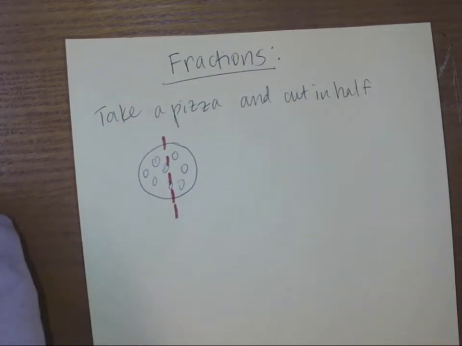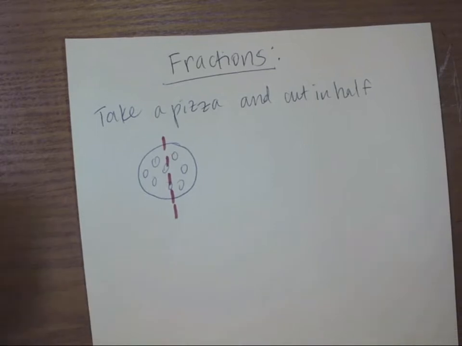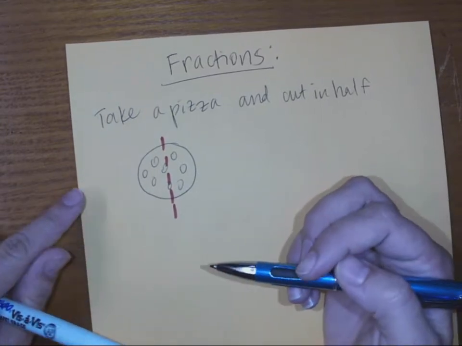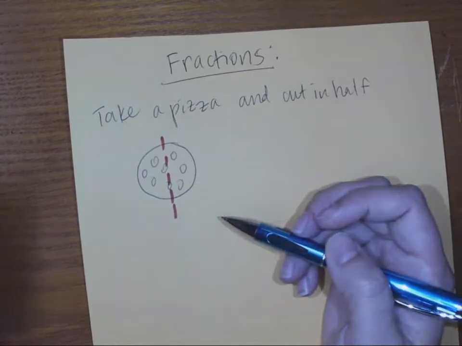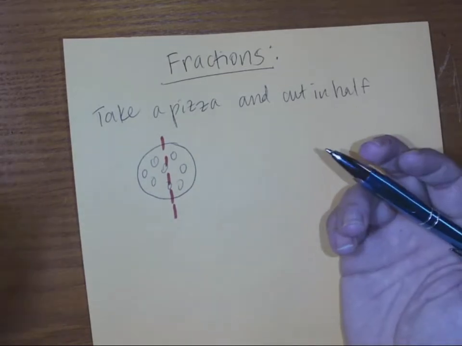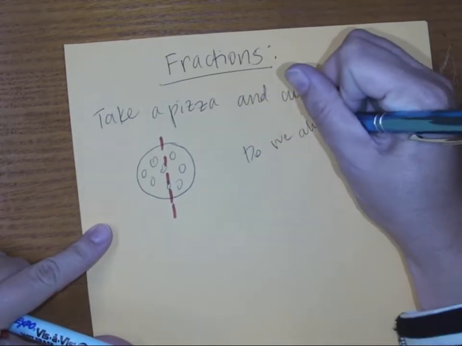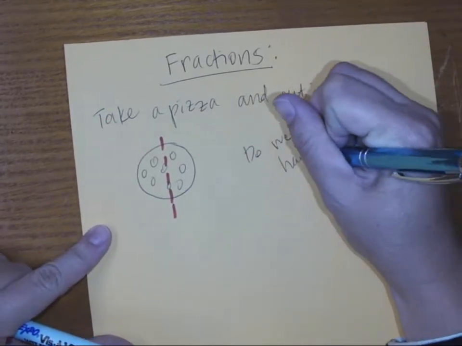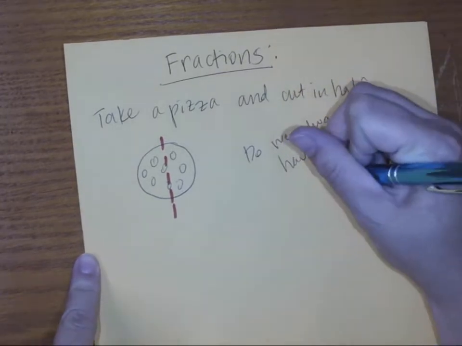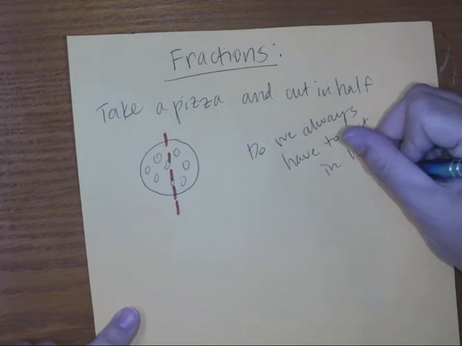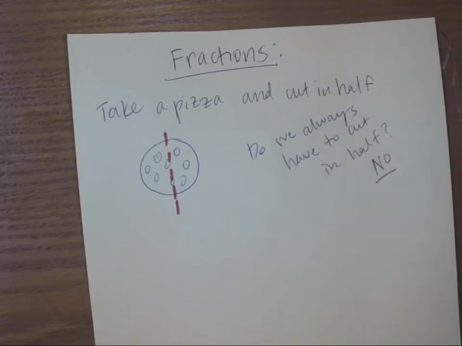And kids as young as 3, 4, 5 years old can understand that because when you're splitting a piece of cake in half, they want to make sure it's super equal and make sure that everybody gets the same amount. So kids are very familiar with this. So the question is, do I always have to just cut things in half? Do we always have to cut things in half to describe a fraction? And the answer is no, we don't. That's one way of doing it, but it's not the only way of doing it.